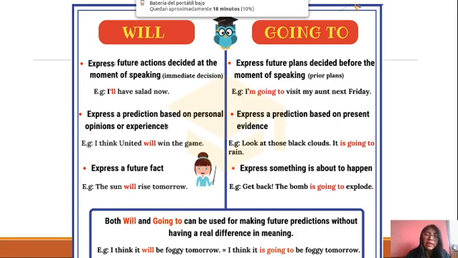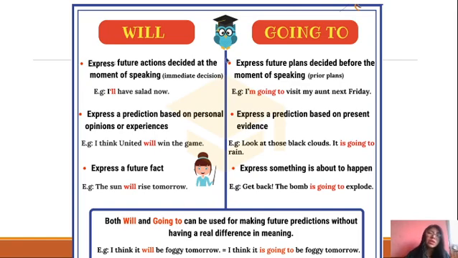Okay, the second difference: express a prediction based on personal opinions or evidence. So I am going to use the future will in order to speak about a prediction, about my opinion, about my beliefs or my experience. Okay, for example, I think United will win the game. In this case that is my opinion. I am speaking about the future.